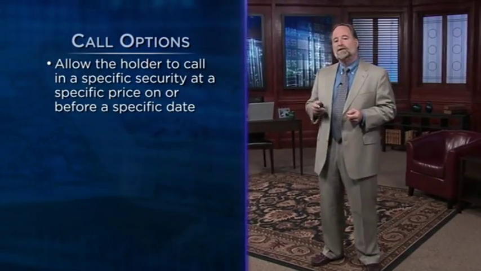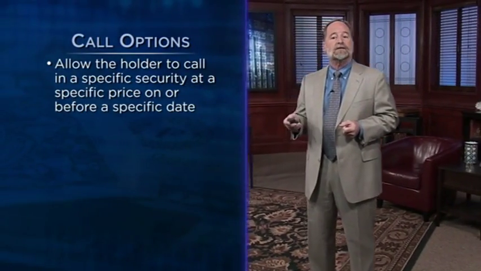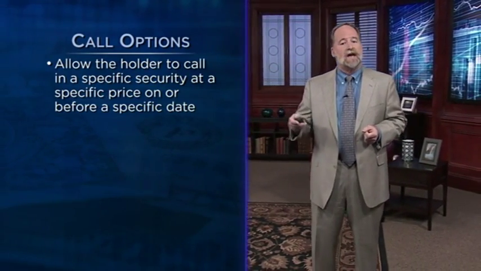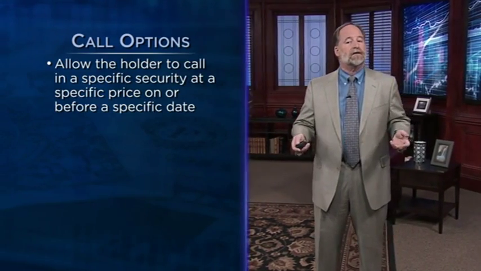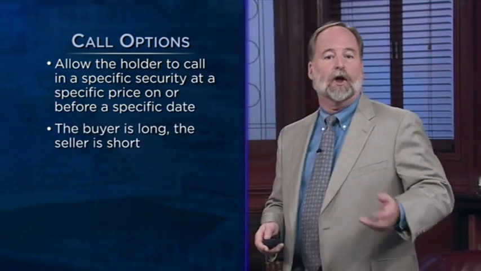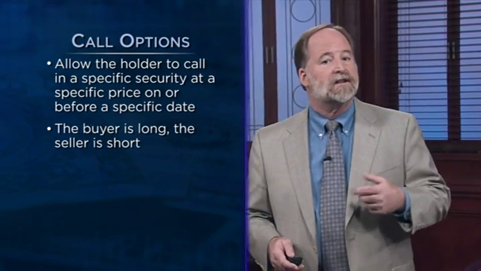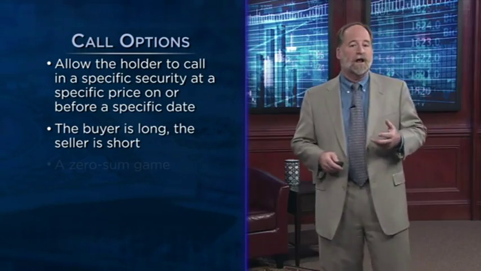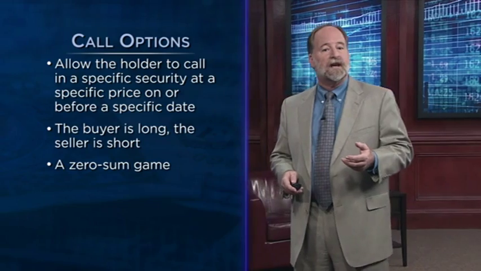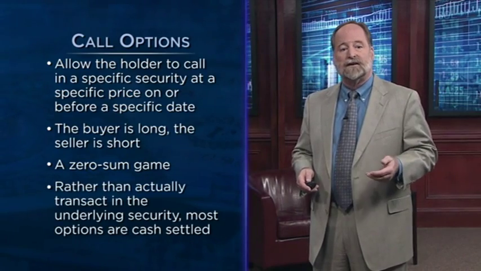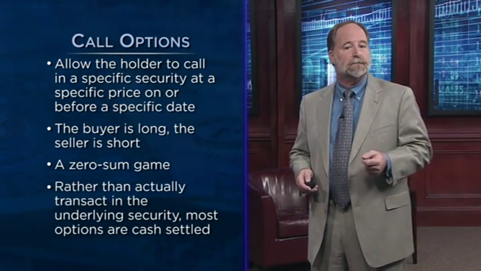Before moving on to puts, let's review the set of concepts we've discussed so far. Call options allow the holder to call in or buy a specific security, the security the option is written on or the underlying asset, for a specific price, the exercise price, on or before a specific date, the expiration date. For every option transaction, one person is long the option, while the other person, the seller, is short the obligation to do whatever the option holder wants to do. Call options are a zero-sum game. The amount one person gains is the amount that the other person loses. And then rather than actually transact in the underlying security, most options are cash settled.